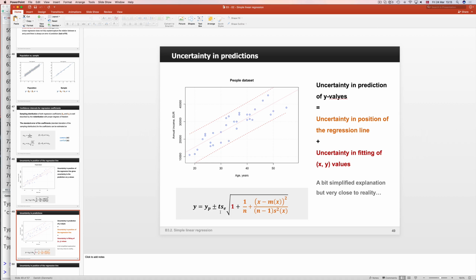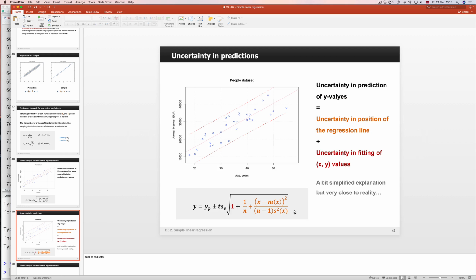standard error. However, especially if sample size is small, we also have uncertainty from the position of the line. So the regression coefficients are also not quite certain, right? So the position of the regression coefficients varies, and we don't know the exact regression coefficient. So this term in this formula gives us this uncertainty.